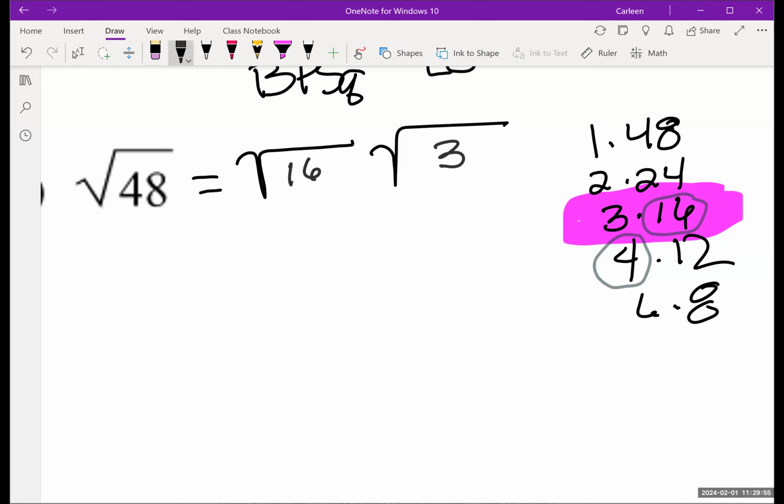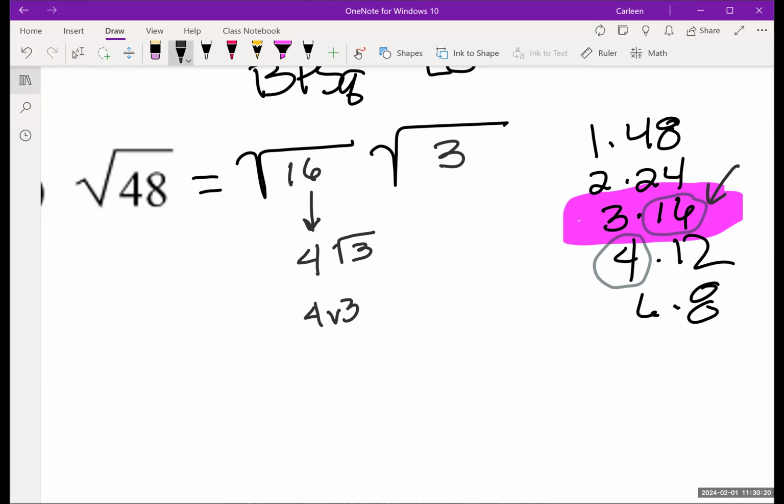You with me? Super important. This is another thing that you will use in all future math classes. So what is the square root of 16? 4 square root 3, or 4 square root 3 typed in. Okay, let's talk about where the 3 came from.